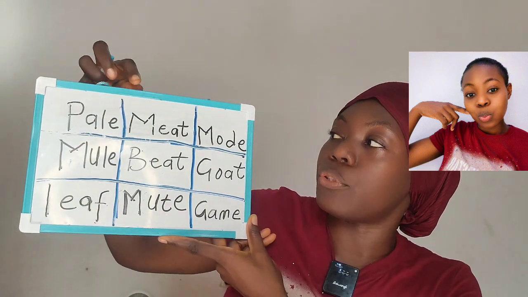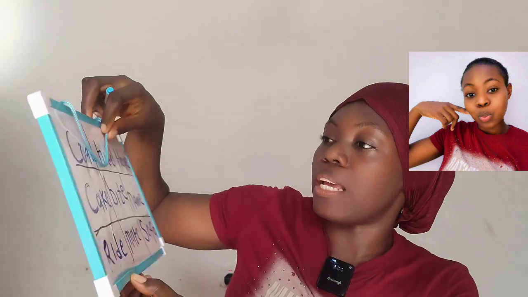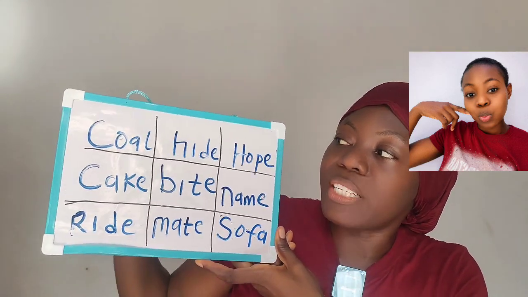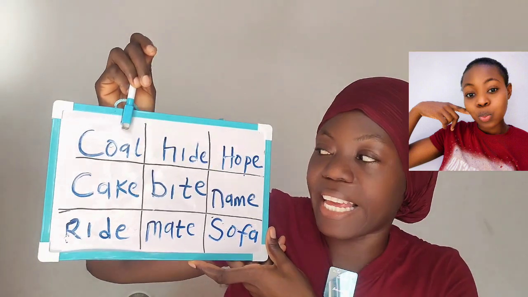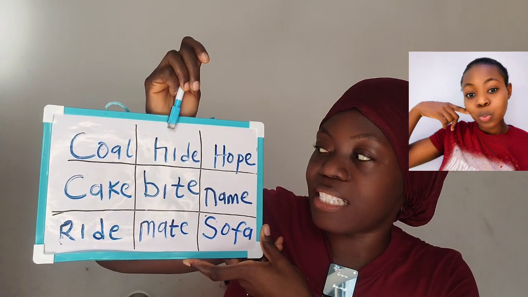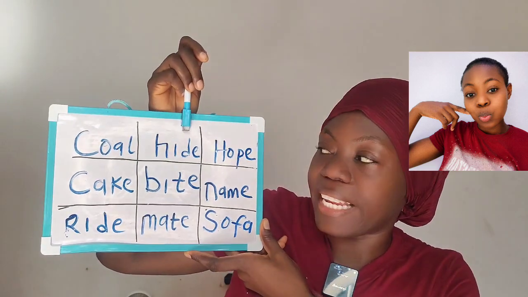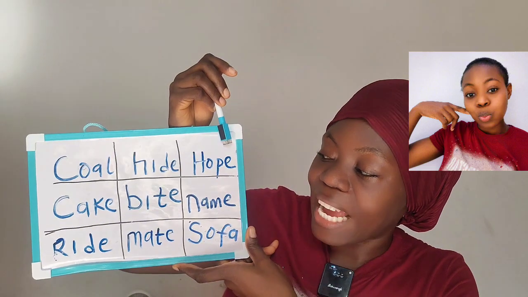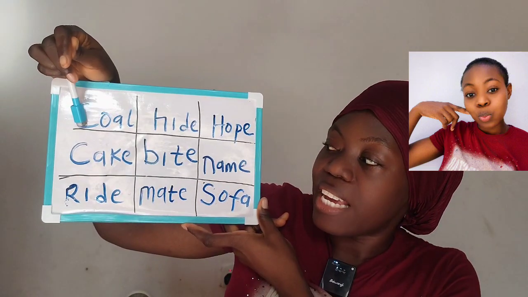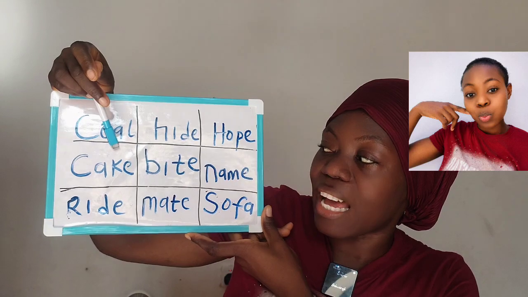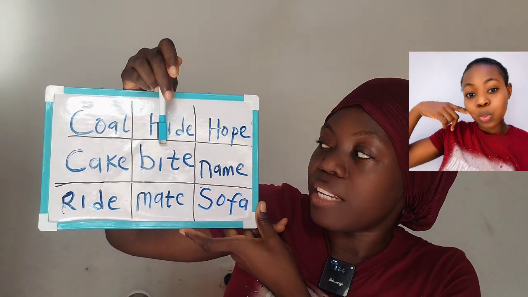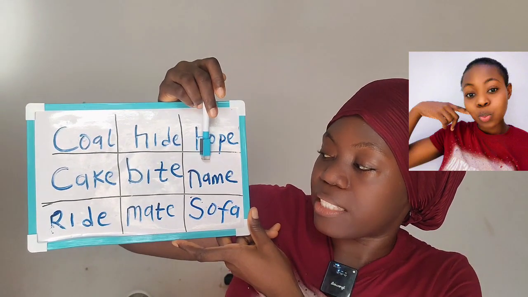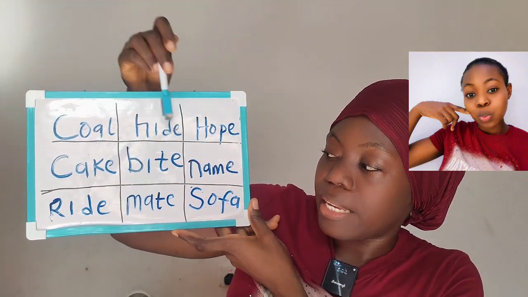So let's turn our board to look at the next set of words here. So you can see from here, we have coal. You can hear the sound of O and A goes silent. Hide. You can hear the sound of I and E goes silent. Hope. You can hear the sound of O and E goes silent. Cake. You can hear the sound of A and E goes silent. Bite. You can hear the sound of I and E goes silent. Name. You can hear the sound of A and E goes silent.